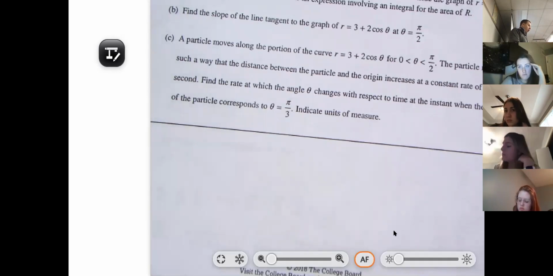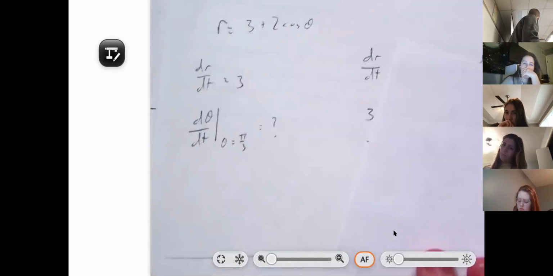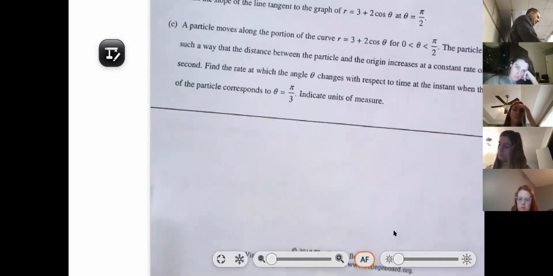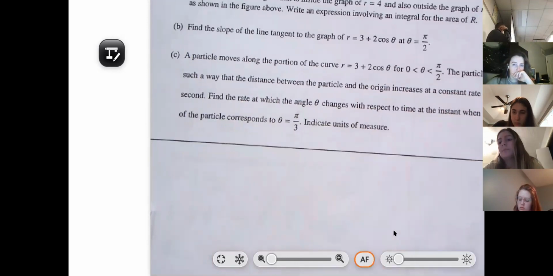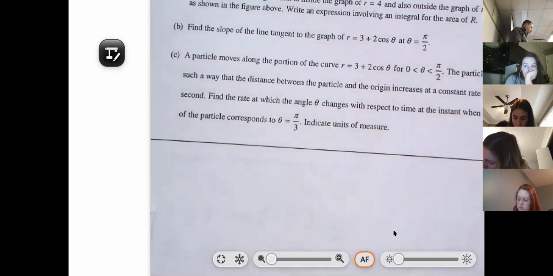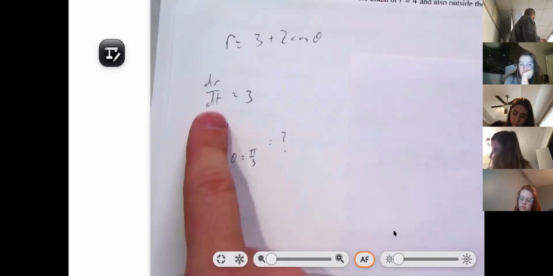If you run through your DREADS acronym, then this problem is not bad. The first D is a drawing, which they already give you, so throw that out the window. Now, the R, here's where it starts to get interesting. R is where you list the rates, the one you know and the one you're trying to find. You have to use some context clues. When they say the distance between the particle and the origin increases at a constant rate of 3 units per second, what does that say? That's dr/dt. R is the distance between the particle and the origin. And that might be the hardest part of the problem, recognizing that. So you know dr/dt is 3.